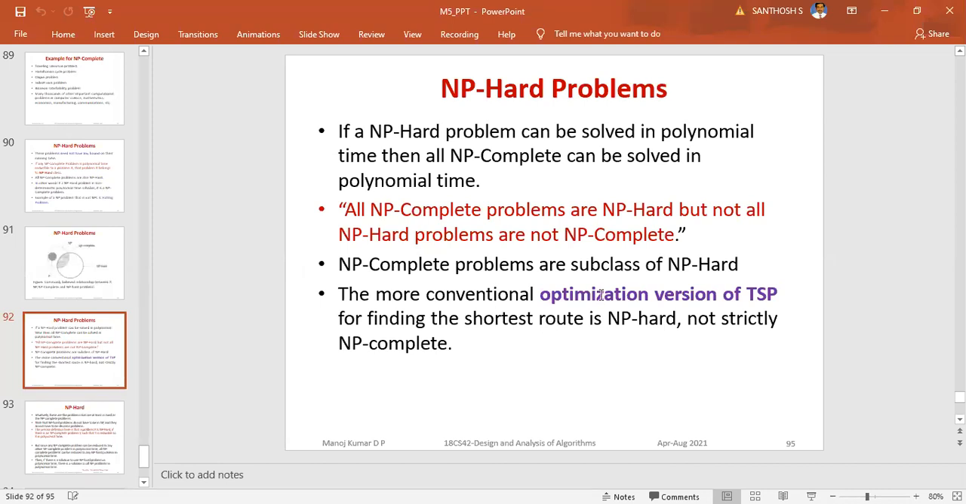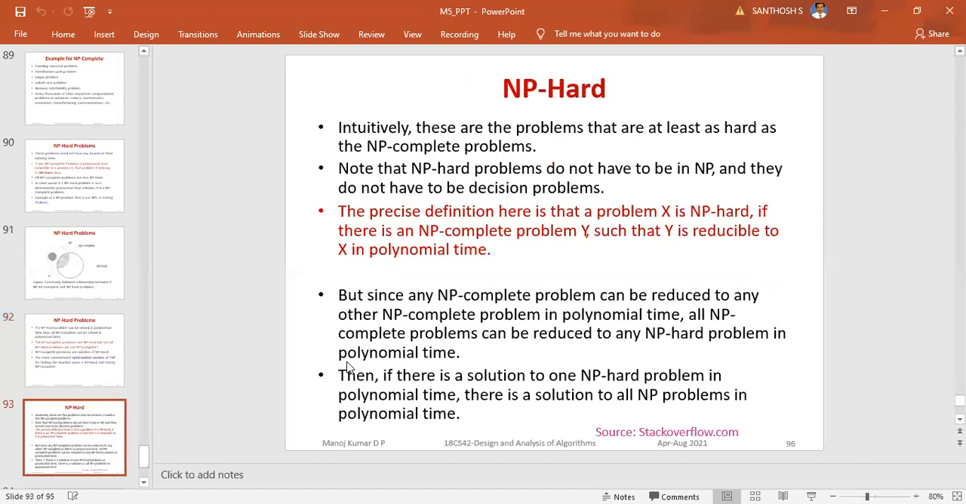The more conventional optimization version of TSP, for finding the shortest route, is NP-hard, not strictly NP-complete. Now the next thing: these are problems that are at least as hard as NP-complete problems. Note that NP-hard problems do not have to be in NP and they do not have to be decision problems. The precise definition is that problem X is NP-hard if there is an NP-complete problem Y such that Y is reducible to X in polynomial time.